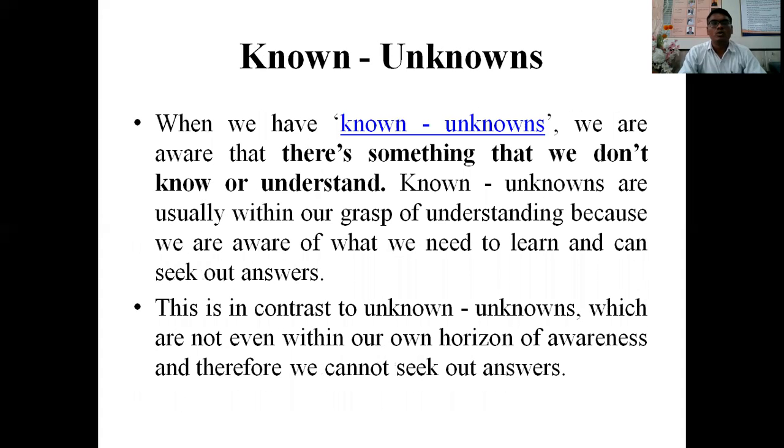Example: known, unknown. This is the last but not least type of knowledge: known, unknown. The things which are known to us but unknown to others, and the things which are known to others but unknown to us, and vice versa. So here we have finished with types of knowledge.